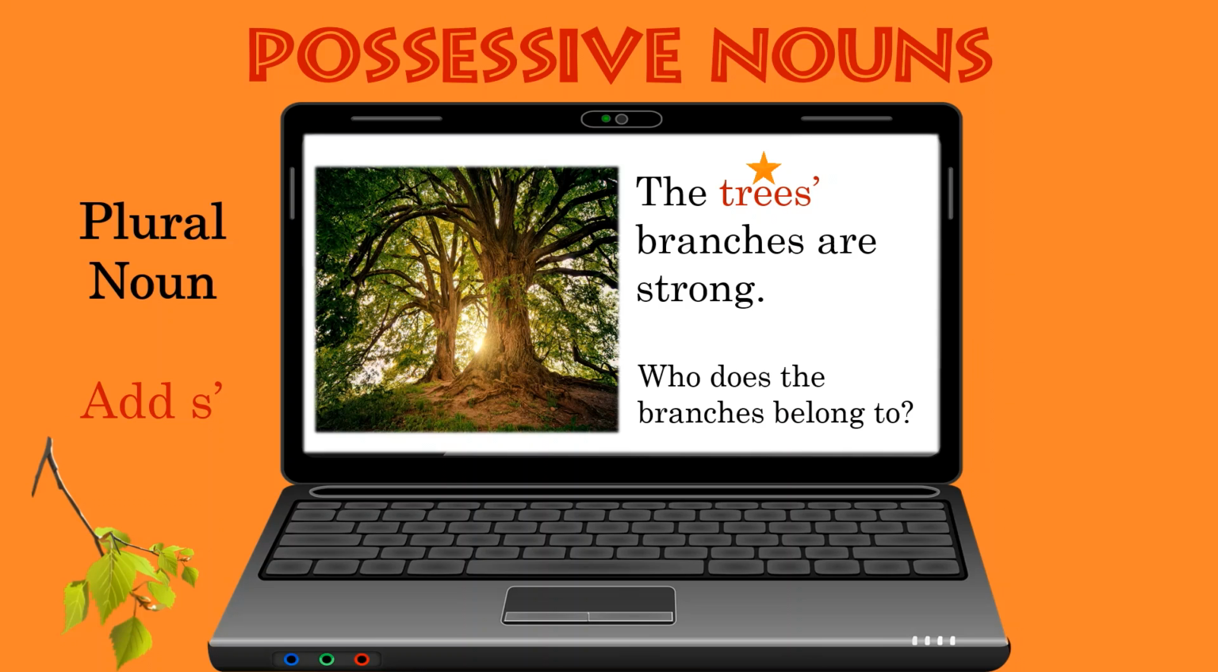The trees. Now let's look at how trees is spelled. T-R-E-E-S apostrophe. Why? Because it's more than one tree, and we had to add the apostrophe after the S. This is how we show ownership for a plural noun.